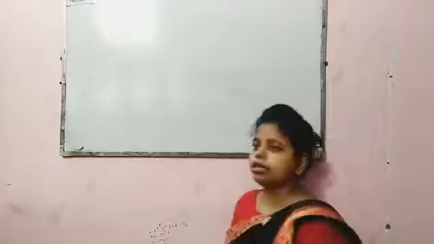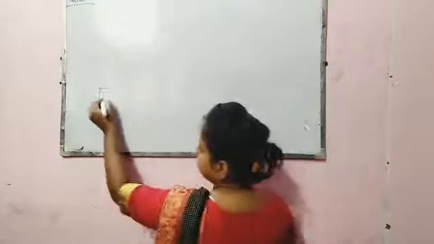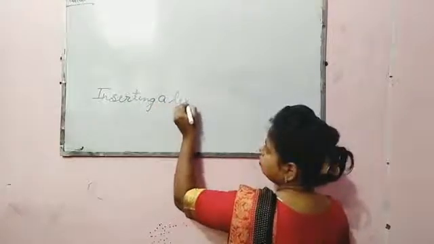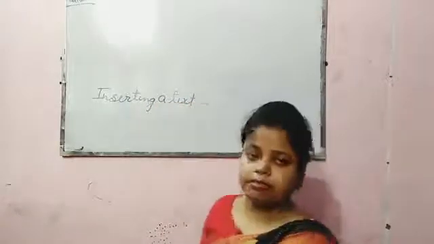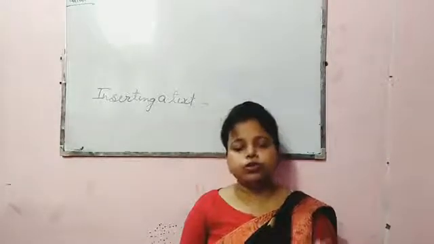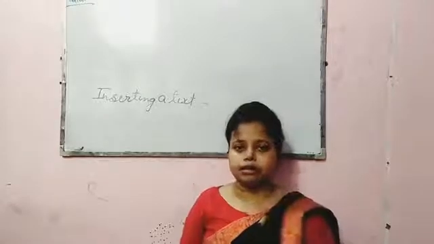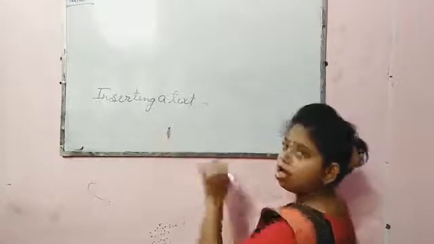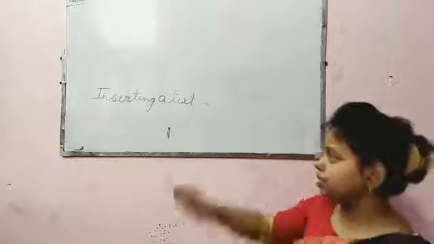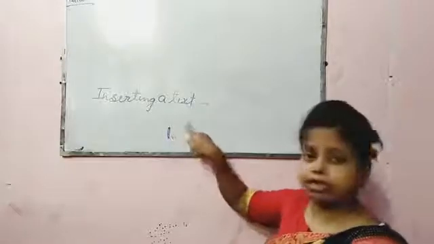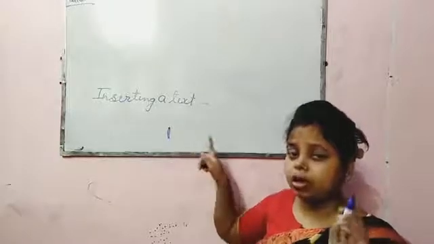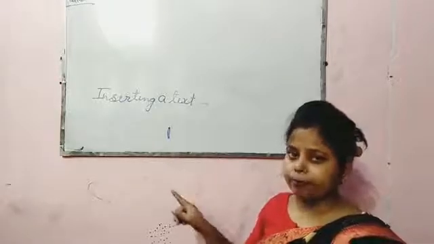Now, next is inserting a text. Inserting a text means you want to enter text in your document. So what you will do? You just click where you want to enter. Press your mouse pointer where you want to enter your text. First see whether your cursor is there or not, then you will start typing.